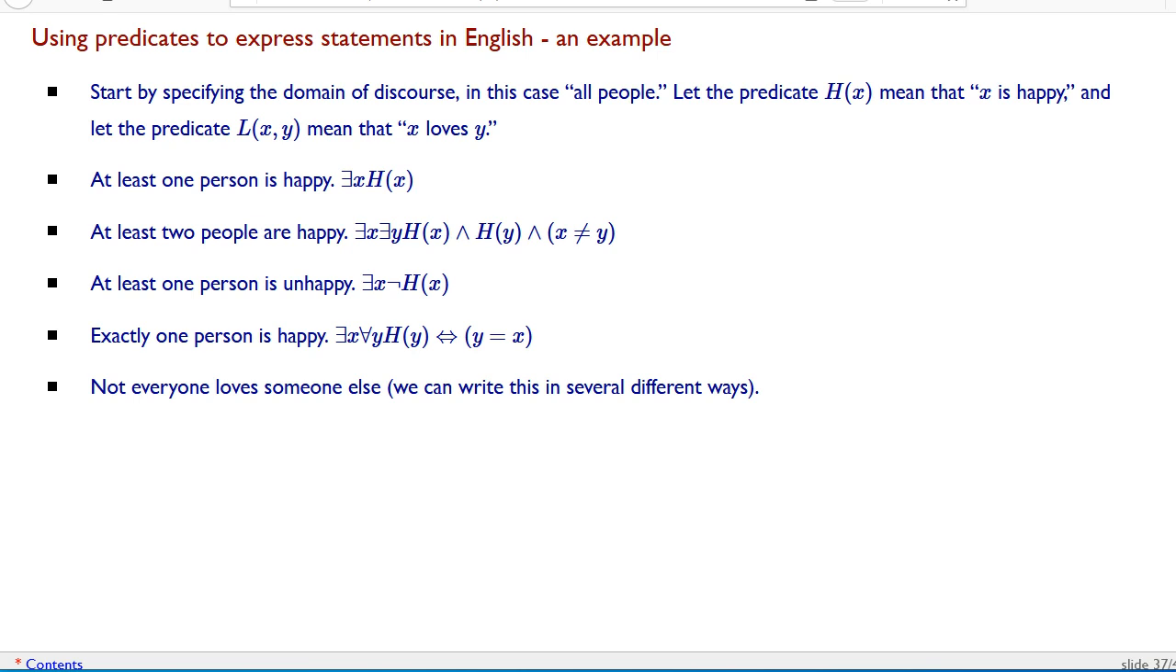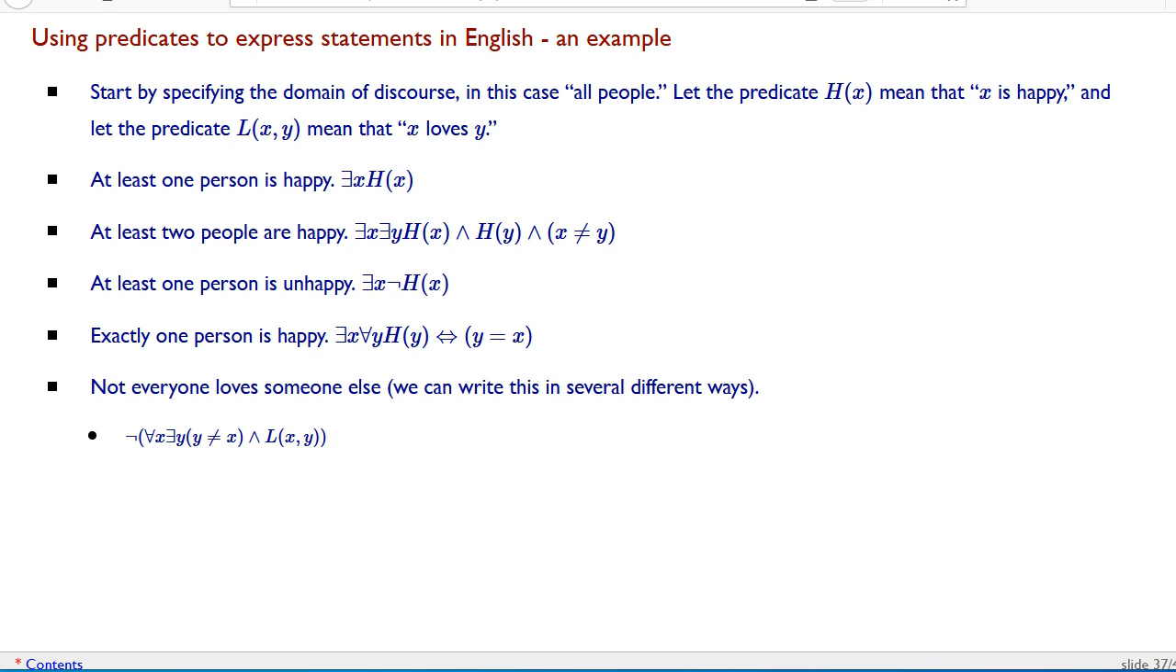Now let's try, not everyone loves someone else. There are several different ways of writing this. I'll work through it. We spent about half an hour the year I taught CS20 working on the old Sara Lee jingle. Everyone doesn't like something, but nobody doesn't like Sara Lee. And finally concluded that this was so ambiguous we couldn't agree on how to write it in predicate logic. But let's tackle this one.